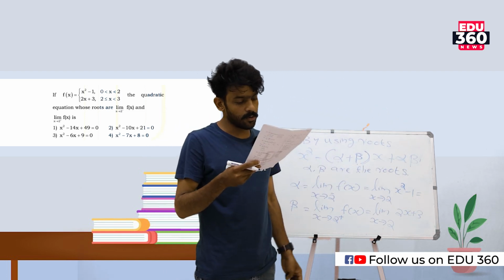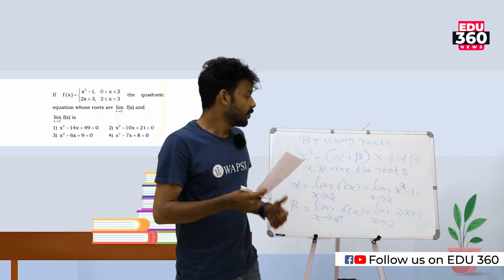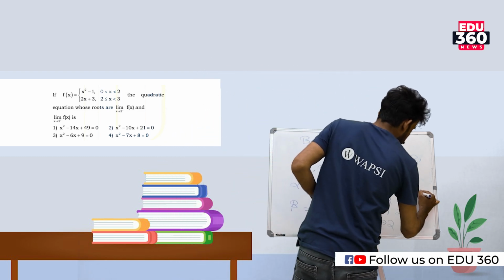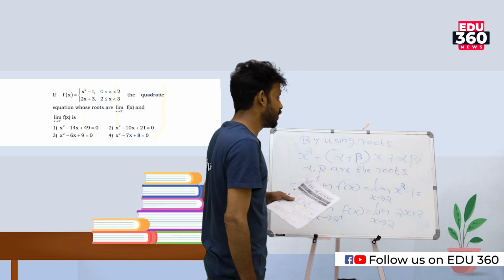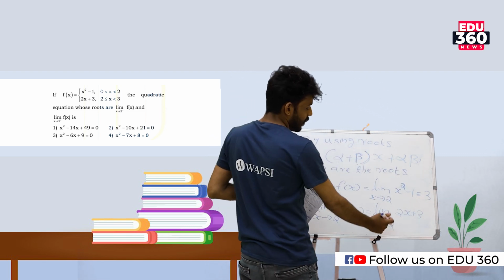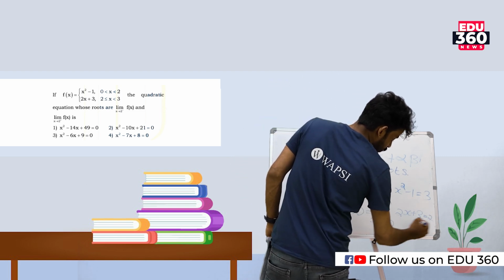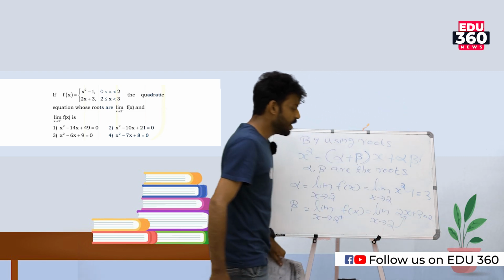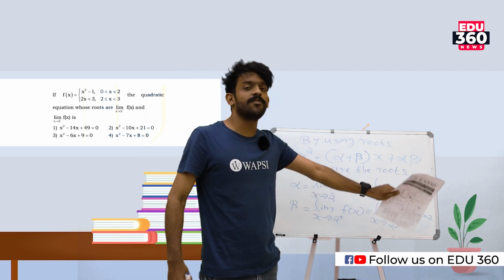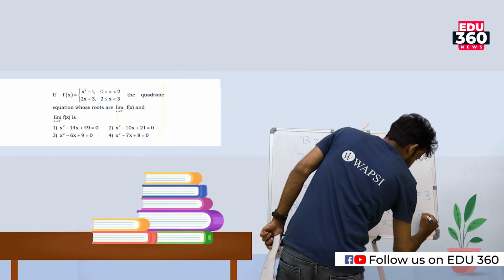That is equal to limit x tends to 2 of 2x plus 3. So hereafter just substitute this value. For the first limit we get 3, and for limit x tends to 2 of 2x plus 3, the value is 7. Just substitute x equal to 2 here, so that means 4 plus 3. What is the value? 7. This is equal to 7.